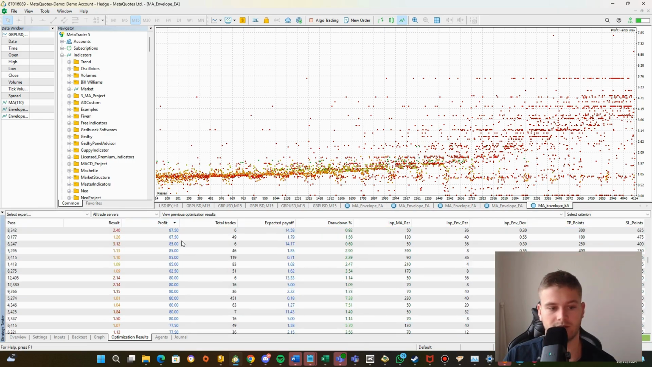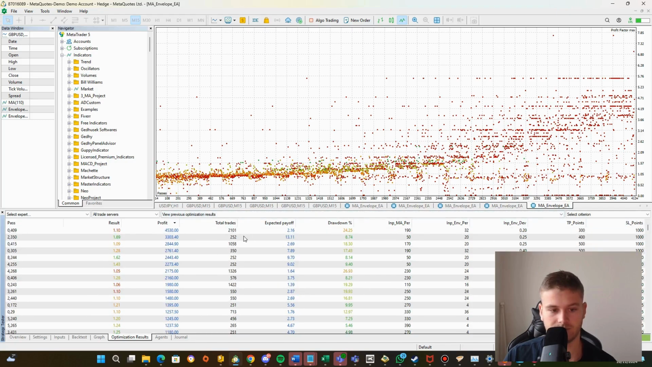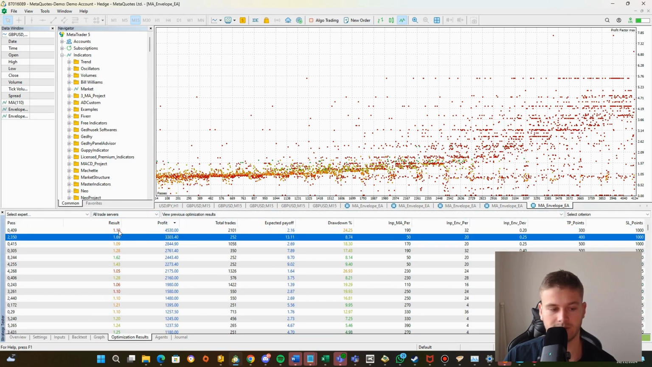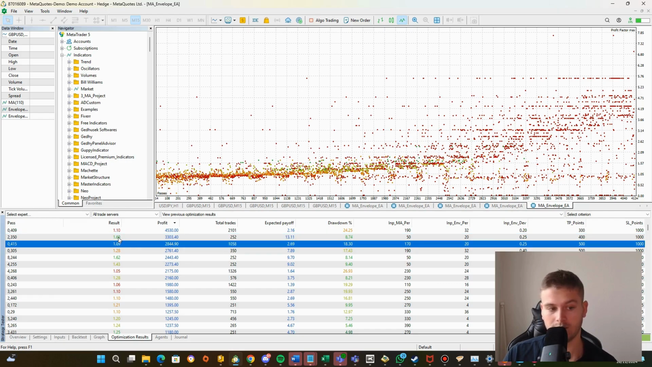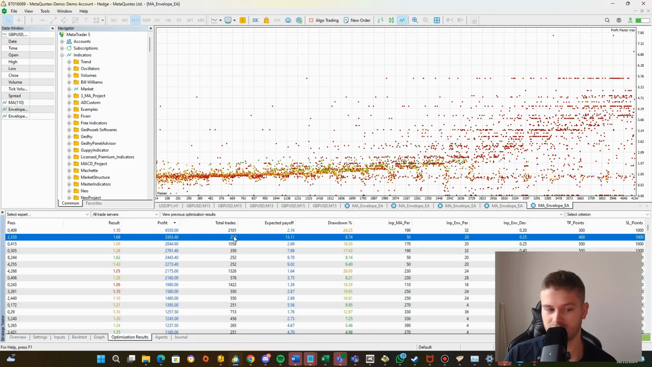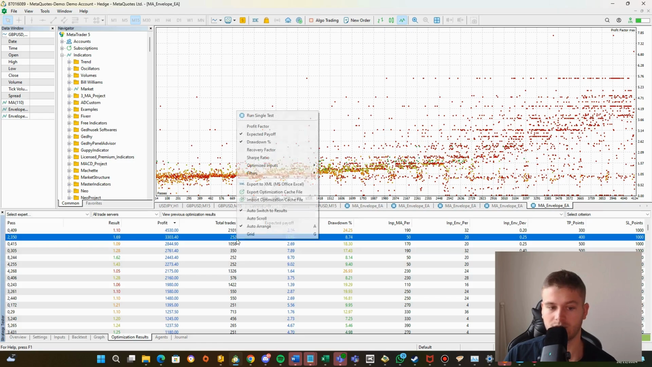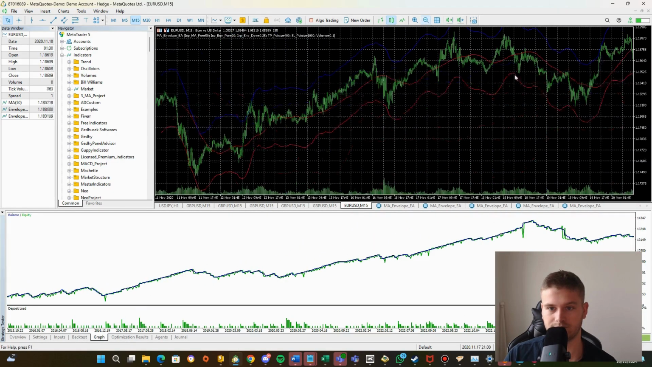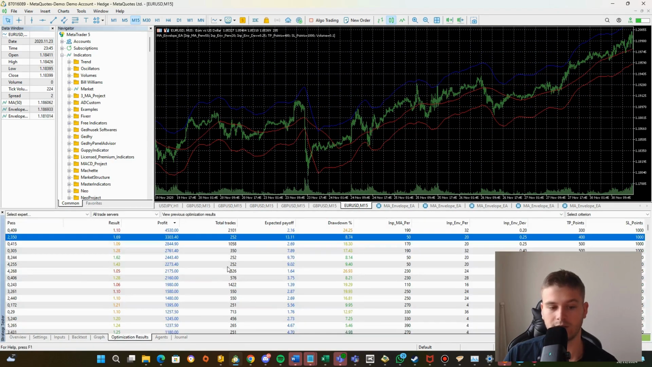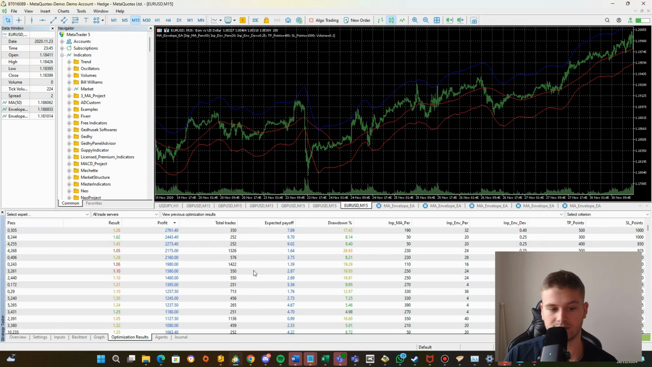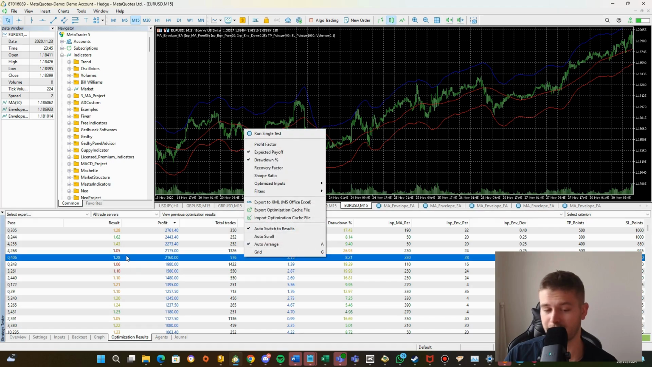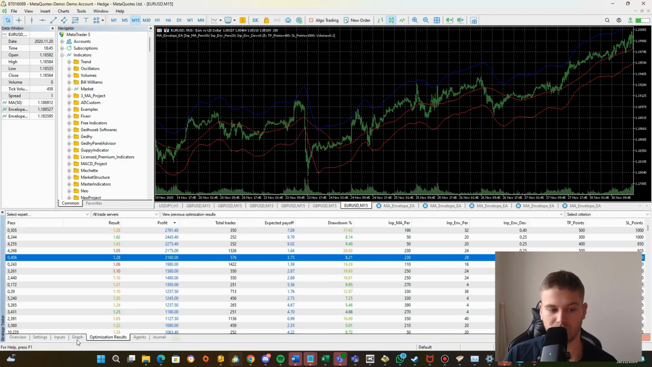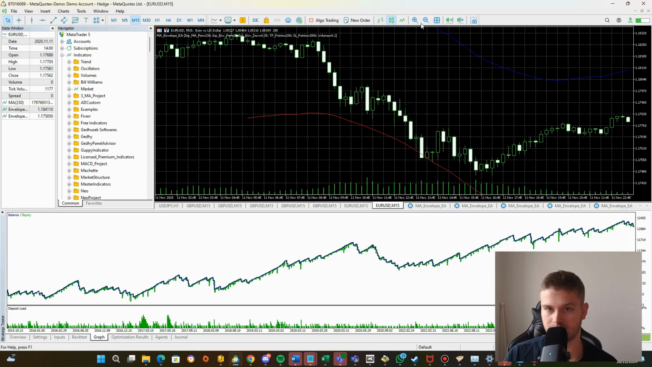So sort by the highest profit. This is the highest profit, but the profit factor is extremely low. This is the second highest profit with a nice profit factor, but a low number of positions. So let's try this. Okay, so here you can see the number of positions is very low. So let's try, for example, this one. Yeah, so nice profit factor, nice number of positions, nice profit. So this is something I would prefer.